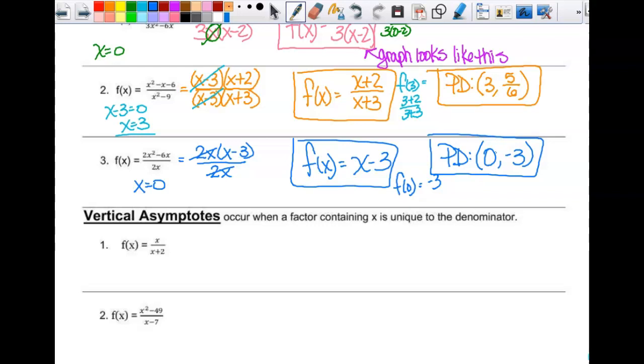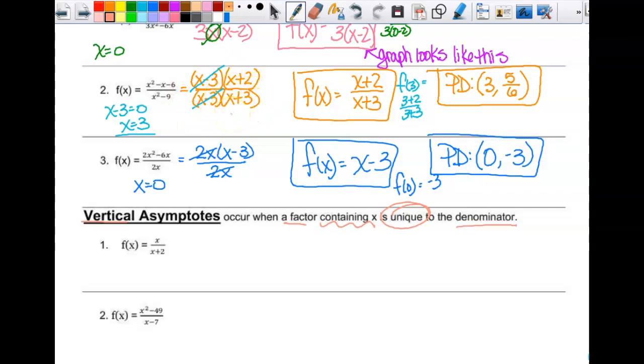Good. Awesome. So let's talk about vertical asymptotes, which I know we've talked about together before. Vertical asymptotes occur when a factor containing x is unique to the denominator. The fact that it's unique is not something we have talked about yet. When you look at number two and factor it, it looks like maybe we have two vertical asymptotes. But we don't, because this factor isn't unique to the denominator; it matches up there and I cancel it out. So this is the only one that would be unique to the denominator.